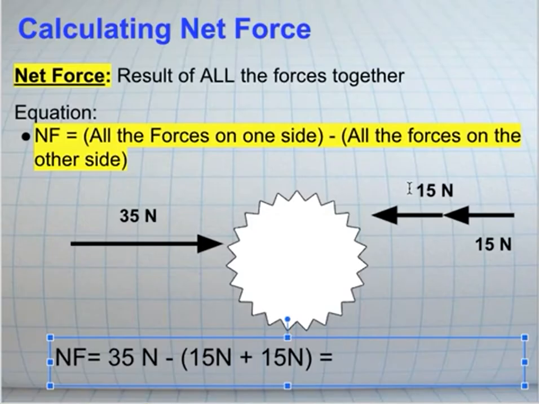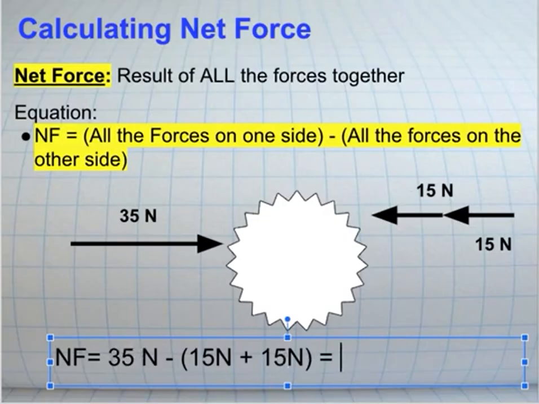It's just like tug of war, or if you're trying to push a box and the other person's trying to push the box towards you. You're both trying to push hard, but there's always going to be one person that's a little bit stronger than the other. So which one's stronger? Well, if I add these up, 15 plus 15 is 30, and I'm going to subtract that from 35. So 35 minus 30.